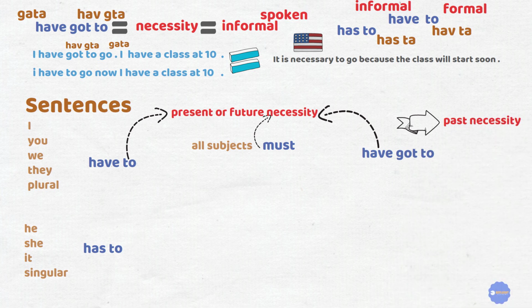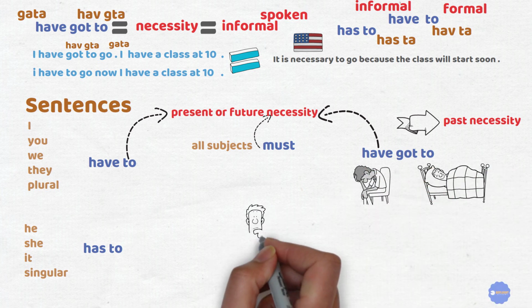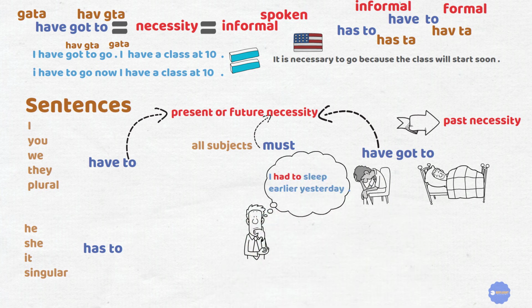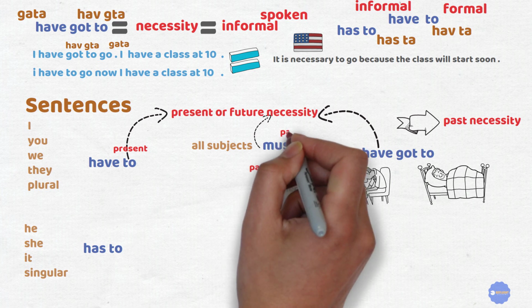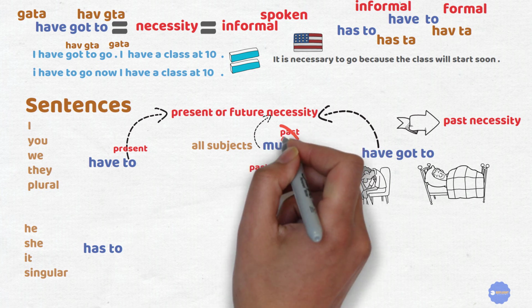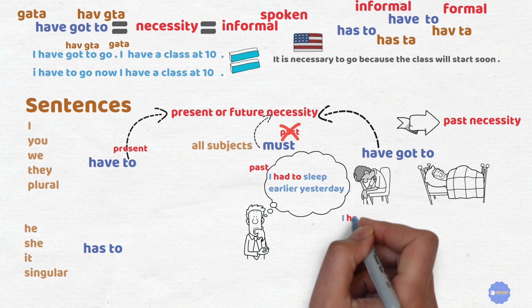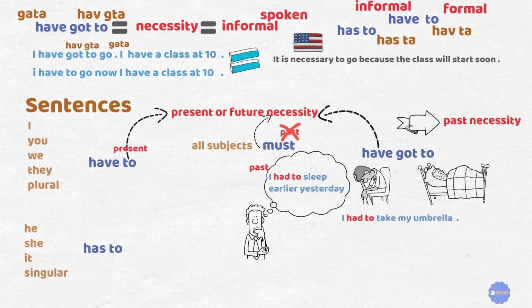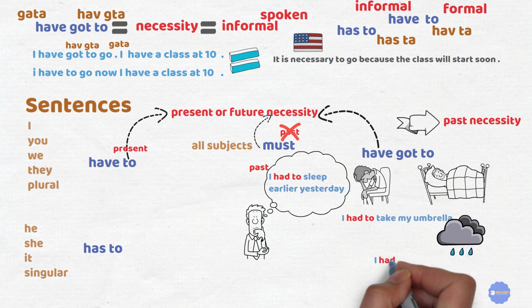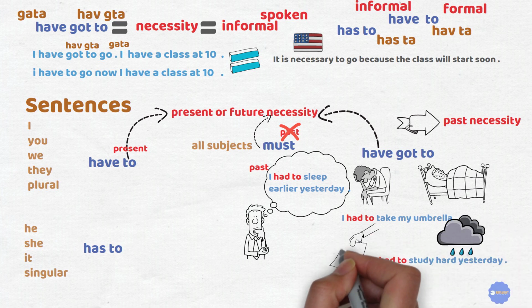For example, I slept late yesterday, so I woke up tired. So I regret that. So I can say, I had to sleep earlier yesterday. Note here, had to is the past form of have to. So have to for the present and had to for the past. And here there is no form of must for the past. We only use had to. Another example, we can say, I had to take my umbrella because it's raining now. Or I had to study hard yesterday because the exam is difficult.